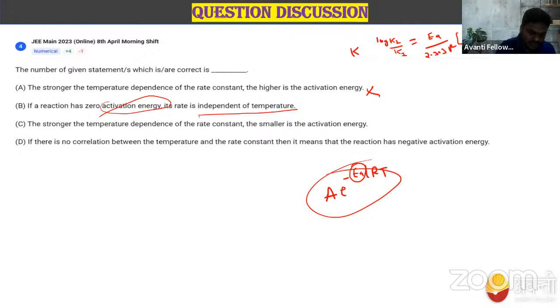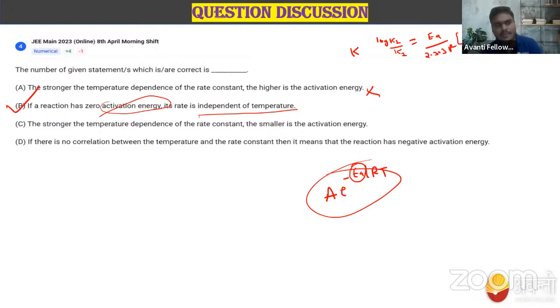टेम्परेचर नहीं हो तो. सो वी कैन से दैट द ऑप्शन 2, दैट इज द, if the reaction has a zero activation energy, its rate is independent of the temperature. So this is the absolutely correct statement. Right, now the next statement is given, the stronger of the temperature dependence of the rate constant, the smaller its activation energy. This is also incorrect. So only correct option is option number B.